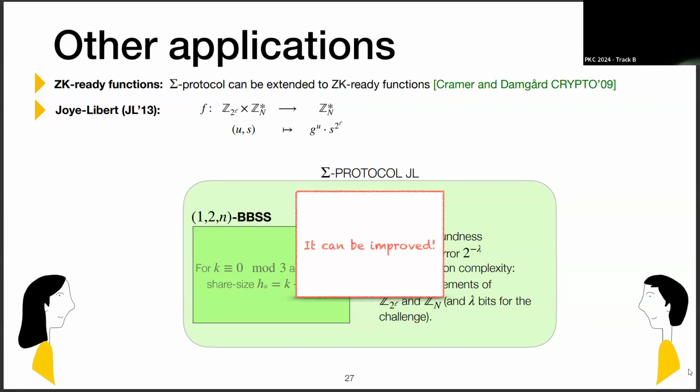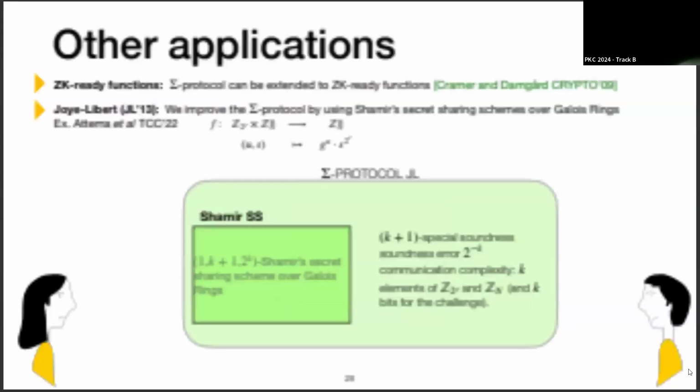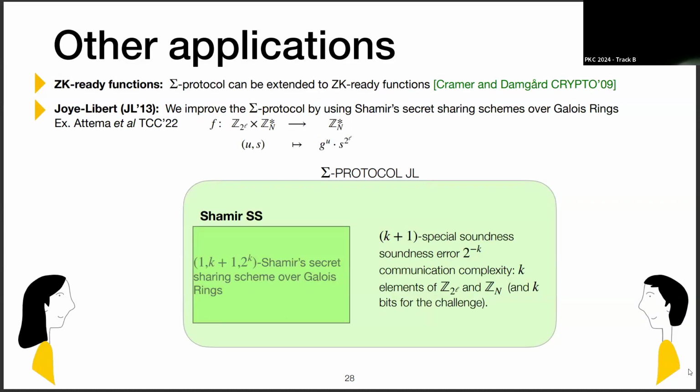However, in this specific case, we know how to improve the communication complexity. And this improvement is made by the fact that in this case, we can use extensions to Galois rings. This is not something new. It has been already done, for instance, in the work of Attema et al. at TCC 2022. However, as far as we know, for the specific case of Joye-Libert it has not been done before. And the communication complexity is K elements, because over these Galois rings, we can use Shamir secret sharing schemes, and that's more or less the trick.